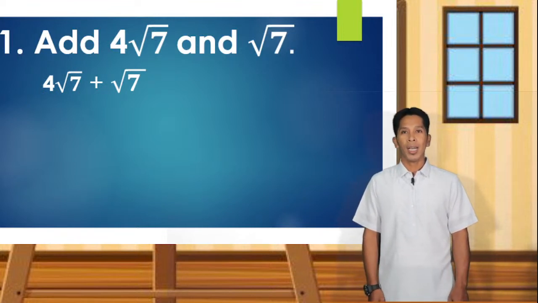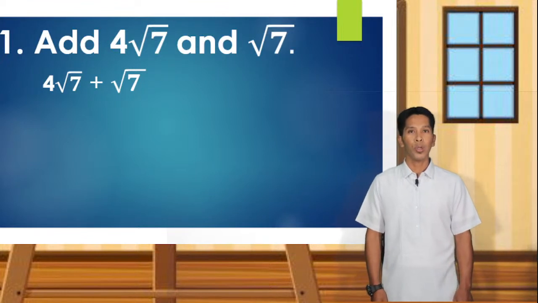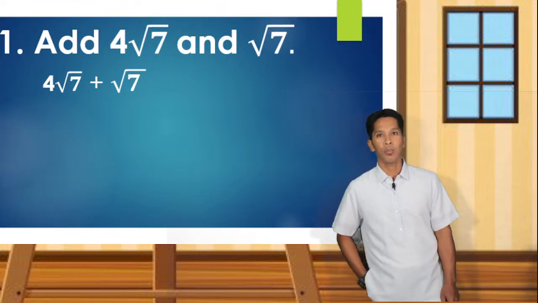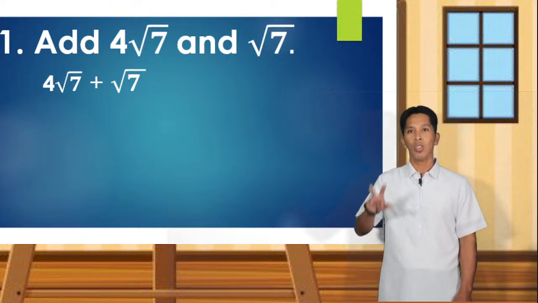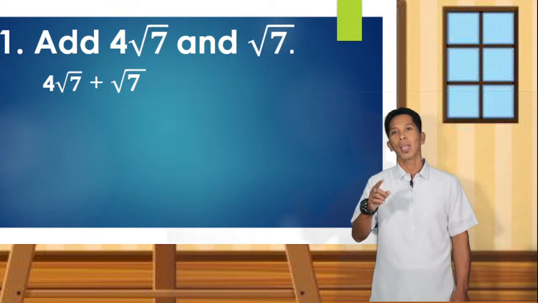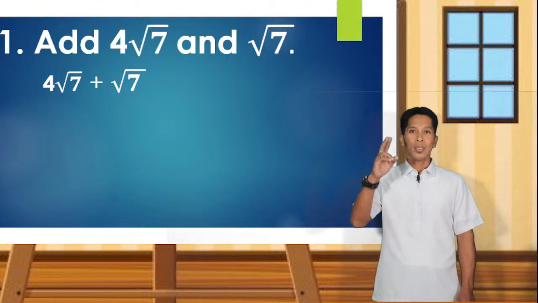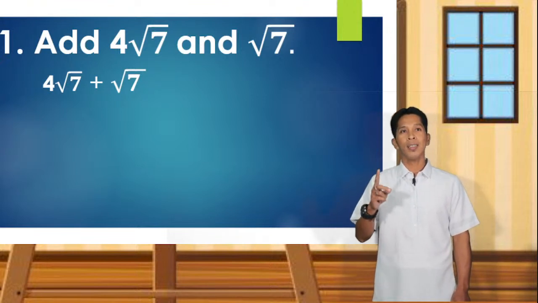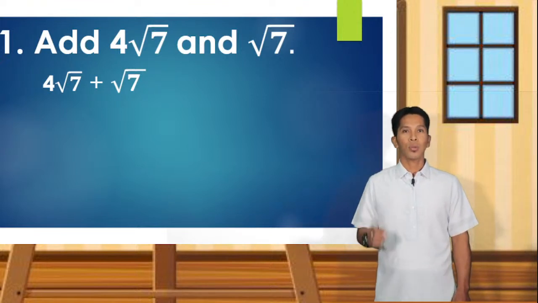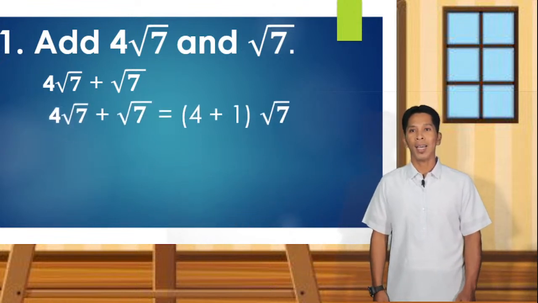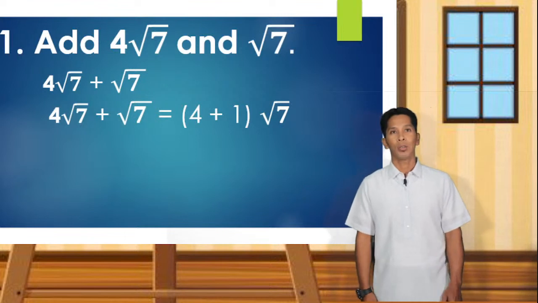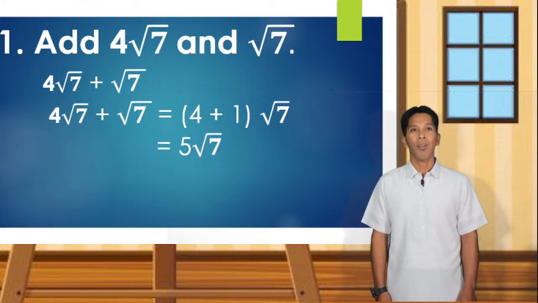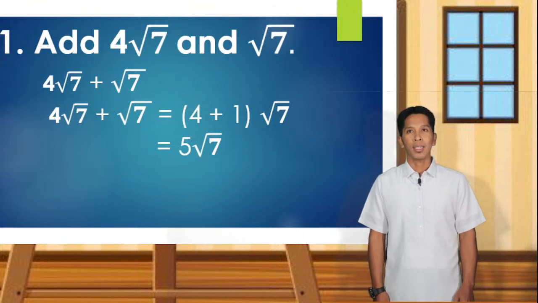Remember, when we add or subtract radical expressions, we only add or subtract their coefficients and copy the radicals. So in this case, we will add the coefficients of 4 square root of 7 and square root of 7. The coefficient of 4 square root of 7 is 4, and of square root of 7 is 1. So adding, 4 plus 1 is 5, and we copy square root of 7. So the answer here will be 5 square root of 7. Let's have the next example.